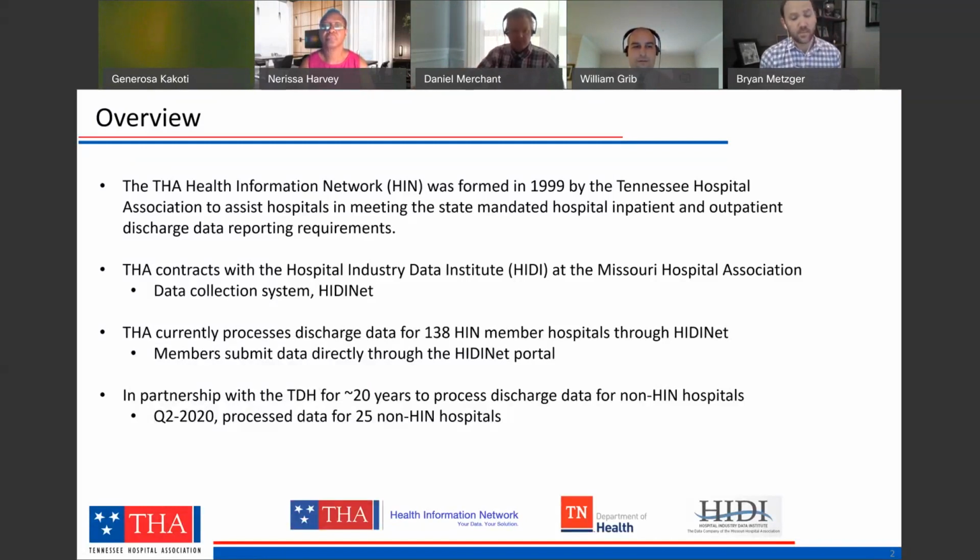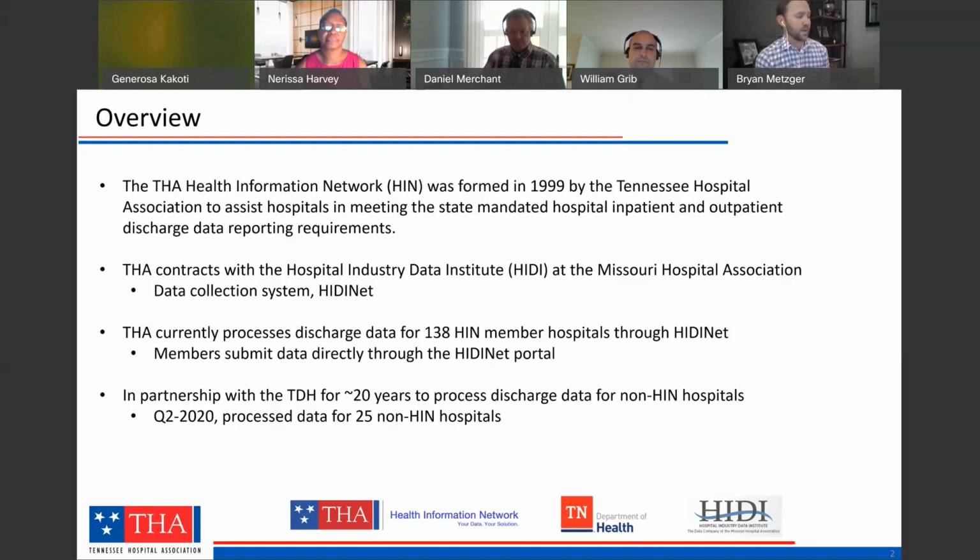We contract with the Hospital Industry Data Institute, what we call HIDE, which is a data division of the Missouri Hospital Association. Specifically, what we're contracting with them for is their data collection platform, which they call HeidiNet. THA currently processes discharge data for 138 of our member hospitals. Those are hospitals that are members of THA. And again, those hospitals are submitting their claims data directly to the HeidiNet system.